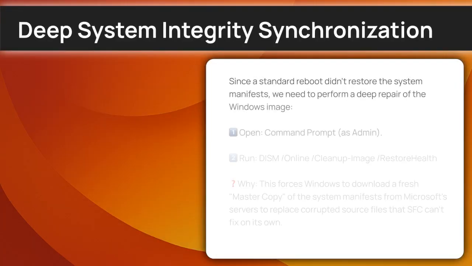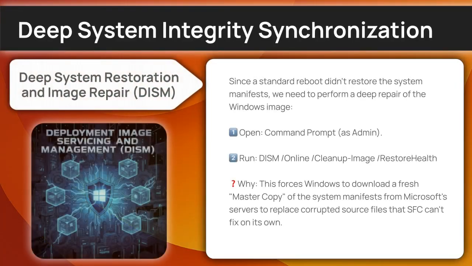If the initial power cycle failed to restore functionality, we will now proceed to infrastructure level support. You may pause the video now to ensure your environment is ready. Since a standard reboot didn't restore the system manifests, we need to perform a deep repair of the Windows image.